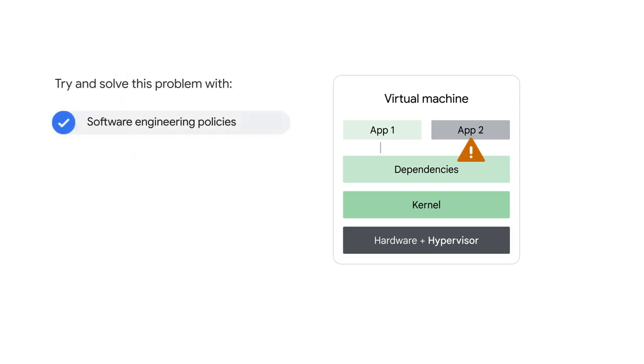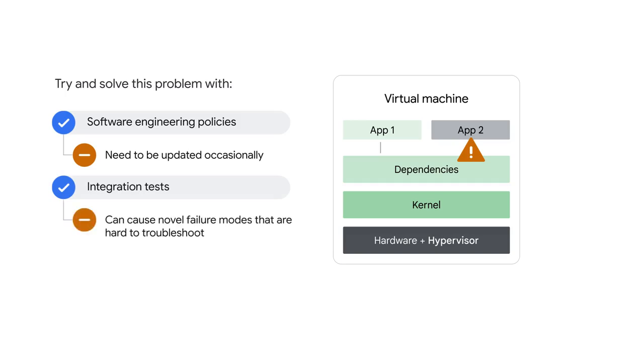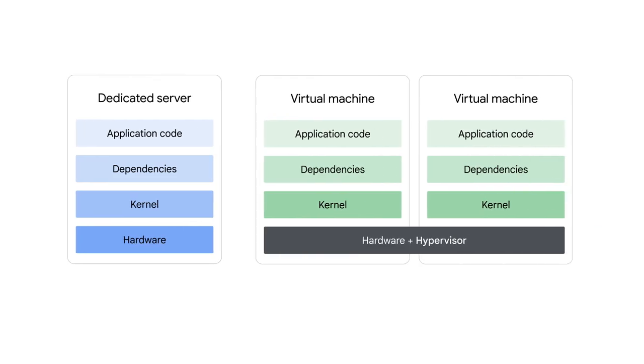You can try to solve this problem with rigorous software engineering policies. For example, you can lock down the dependencies so that no application is allowed to make changes. But this can lead to new problems because dependencies need to be upgraded occasionally. You can also add integration tests to ensure applications work as intended. However, dependency problems can cause novel failure modes that are hard to troubleshoot. Plus, it really slows down development if you have to rely on integration tests to confirm the basic integrity of your application environment.